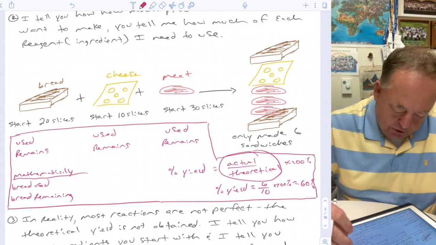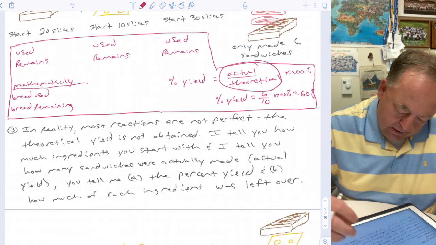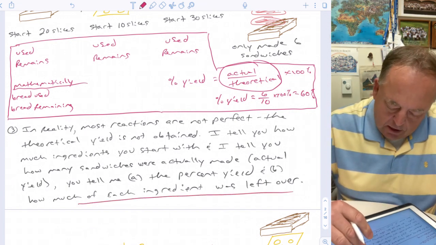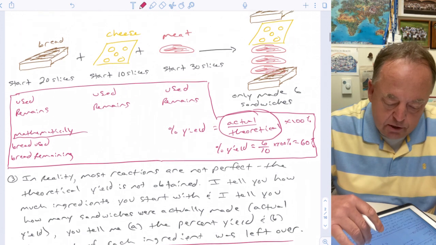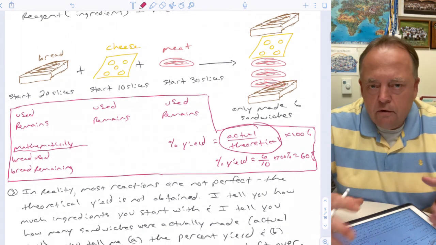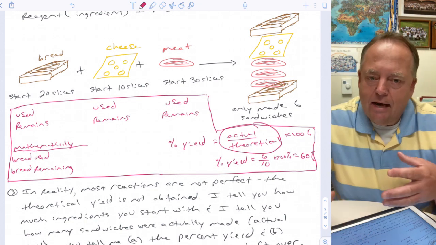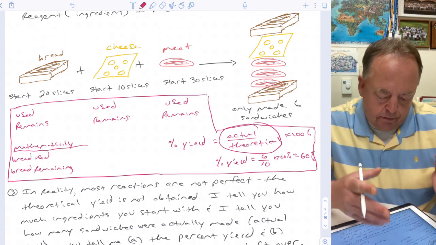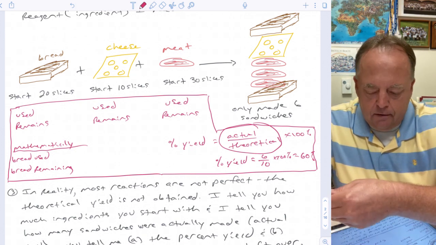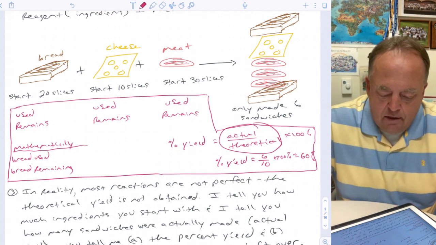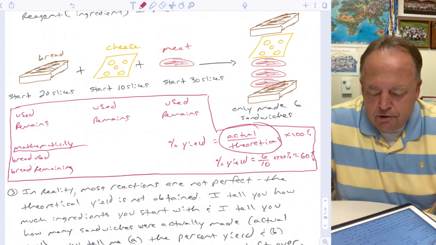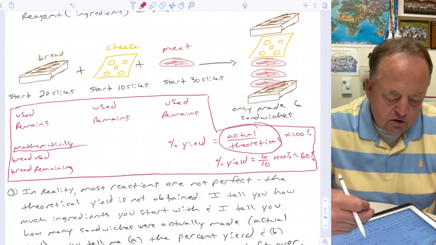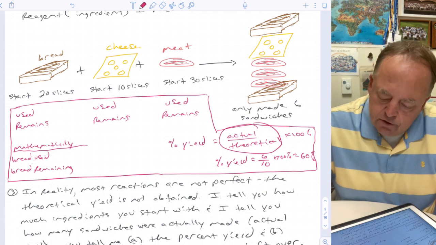Okay, so then I could ask you, how much of each ingredient is left over? If you don't get 100% yield, then one of a couple of things has happened. Either a side reaction has happened and you made something else, and some of your starting materials got diverted into making something else. And if there are no side reactions, then you must have some stuff left over, right? You must have some bread, meat, and cheese left over. So how much is left over?